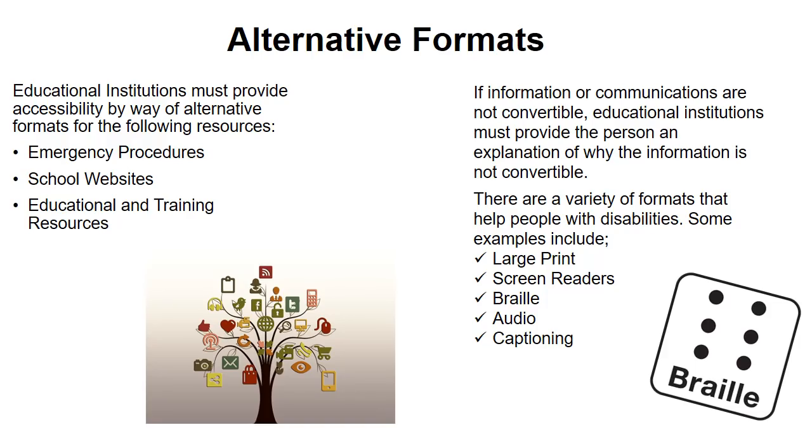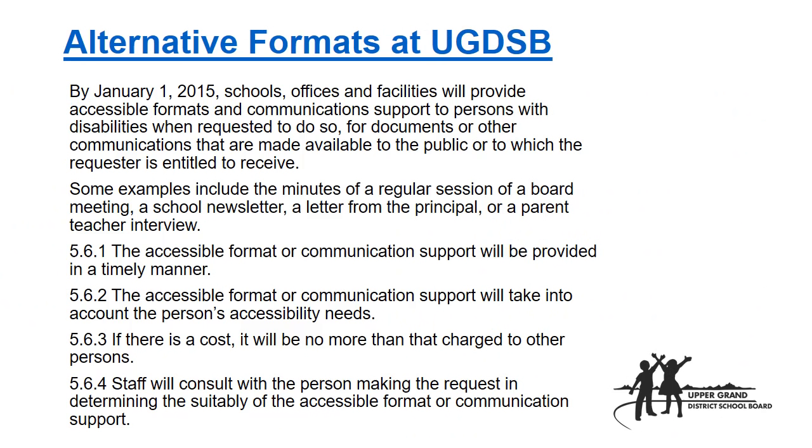If information or communications are not convertible, educational institutions must provide the person an explanation of why the information is not convertible. There are a variety of formats that help people with disabilities. Some examples include larger print, screen readers, braille, audio, and captioning.